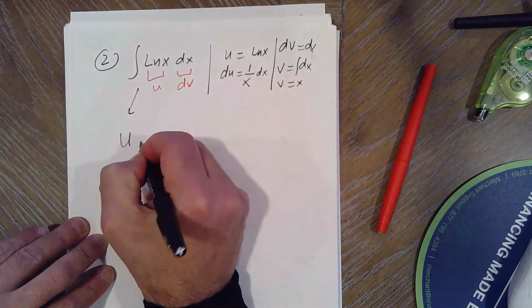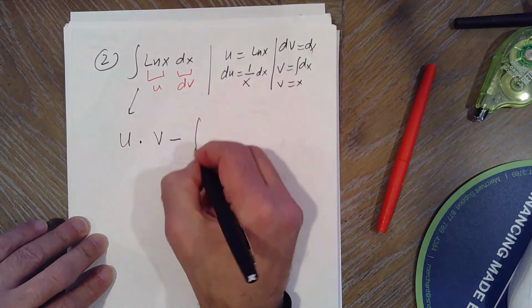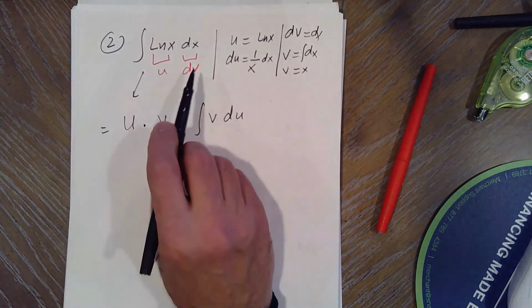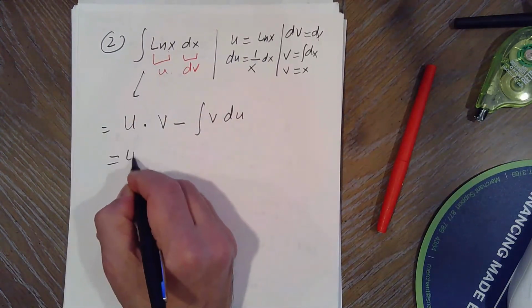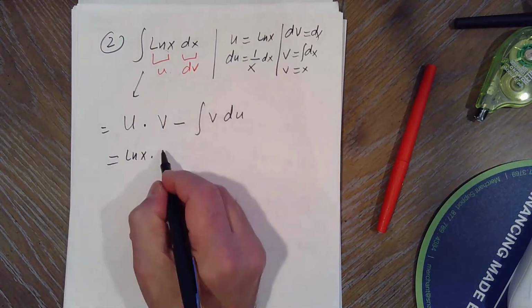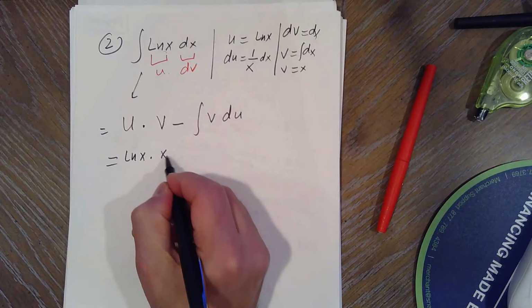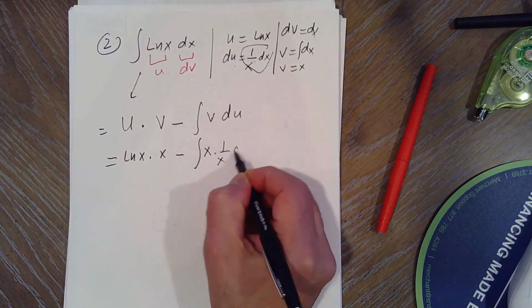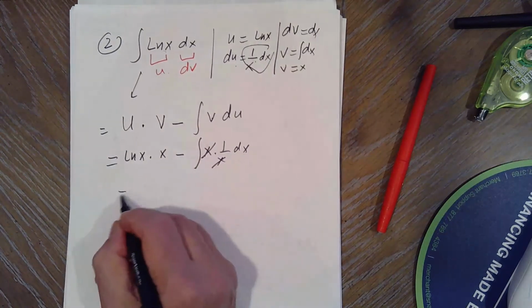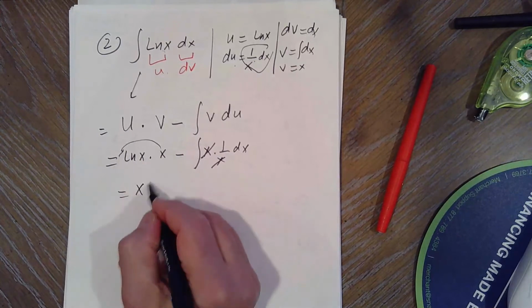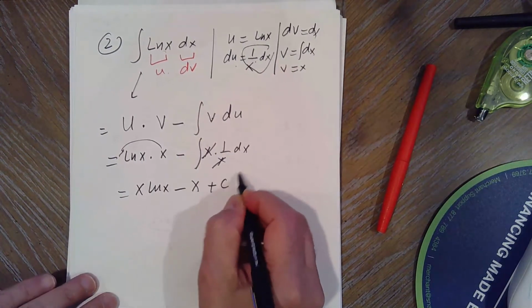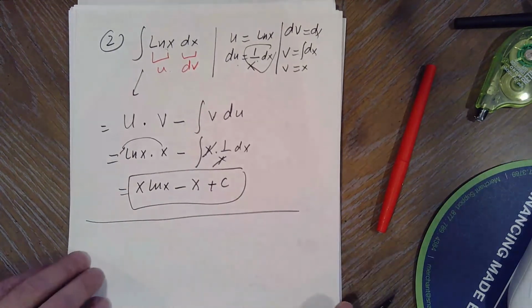So this is u times v minus integral of v du. As you can see, u is ln of x, v is x, minus integral of v, which is also x, and du is 1 over x dx, which is great because that's going to cancel out. So it's x, I'm moving the x up front, ln of x, minus integral of 1 dx, which is x, plus c. Always add a constant if it's an indefinite integral.